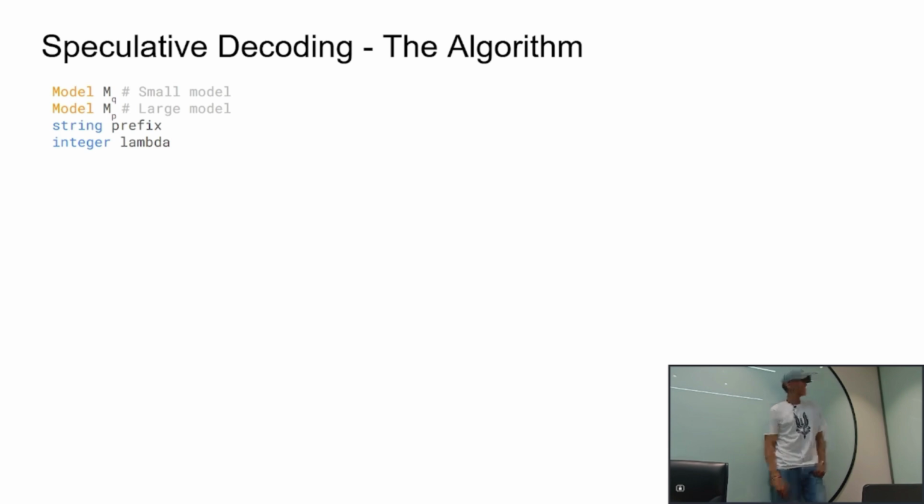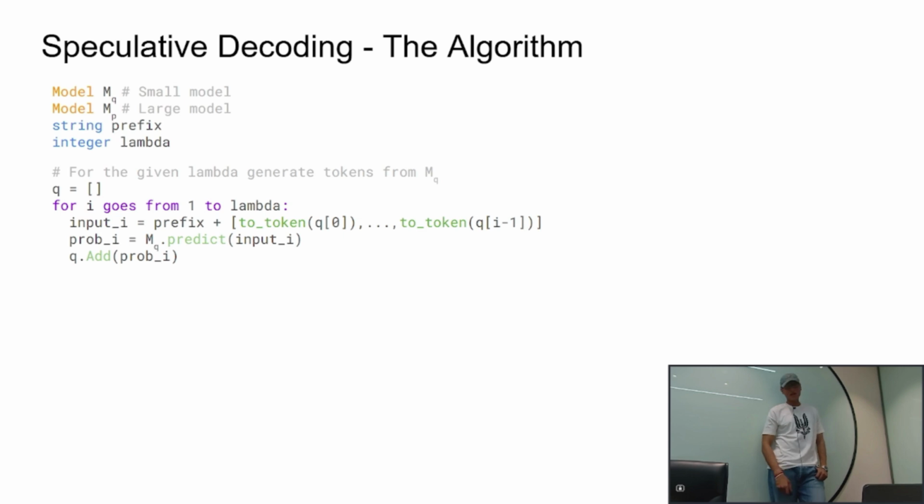So you start with your small model MQ, your large model MP. You start with a prefix and you start with your integer, which is lambda. Now, for a given lambda value, we want to generate tokens from the small model MQ. If you look at the first line, we initialize an empty list Q. This will store all the subsequent probability distributions of all the decoded tokens.